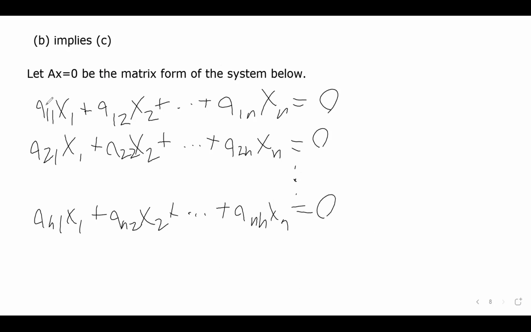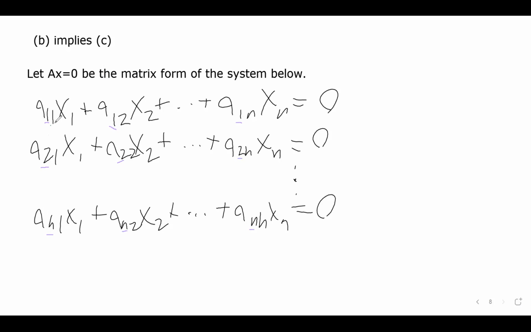Remember, the indices are describing which coefficient it is. So the first index is telling you which equation the coefficient is in, right? So A11, because the first index is a 1, means it's a coefficient in the first equation. A21, since the first index is a 2, is in the second equation. See how all of these are 1s because they're in the first equation. All of these are 2 because they're in the second equation. All of these are n because they're in the nth equation. So the first index is just telling you which equation the coefficient is in.